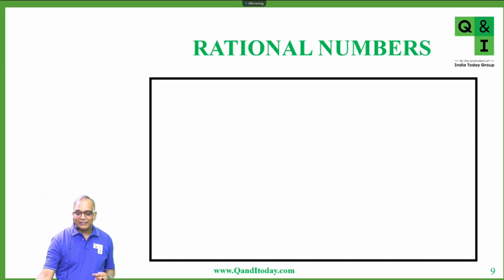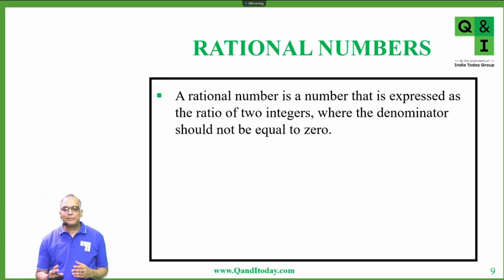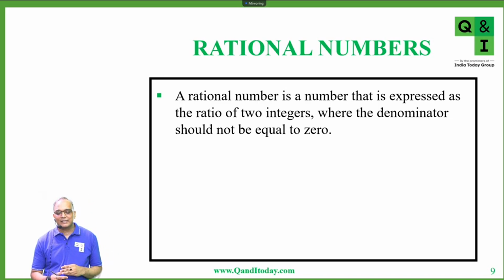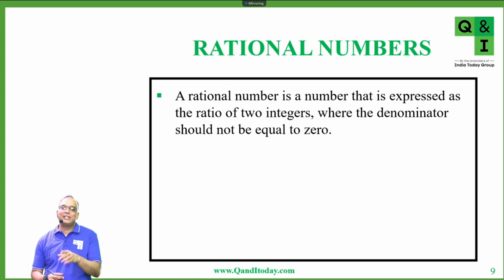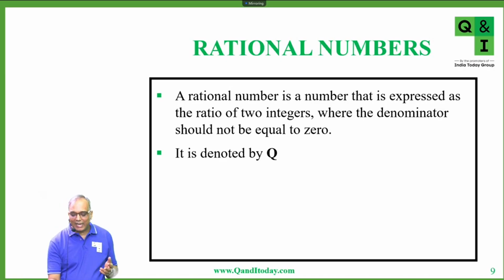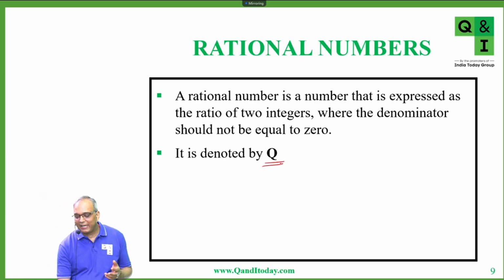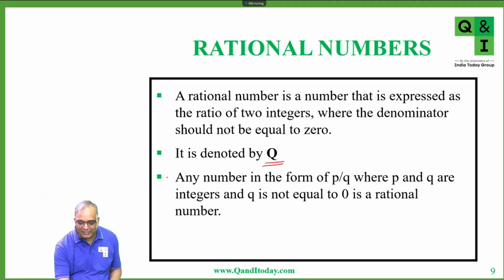Let's go ahead. Now rational numbers. So the basic definition of a rational number is a number that is expressed as the ratio of two integers, right? Where the denominator should not be equal to 0. So these are two integers in numerator and denominator, and the denominator should not be equal to 0. So it is denoted by capital Q. Rational number is denoted by capital Q. This is the mathematical definition.